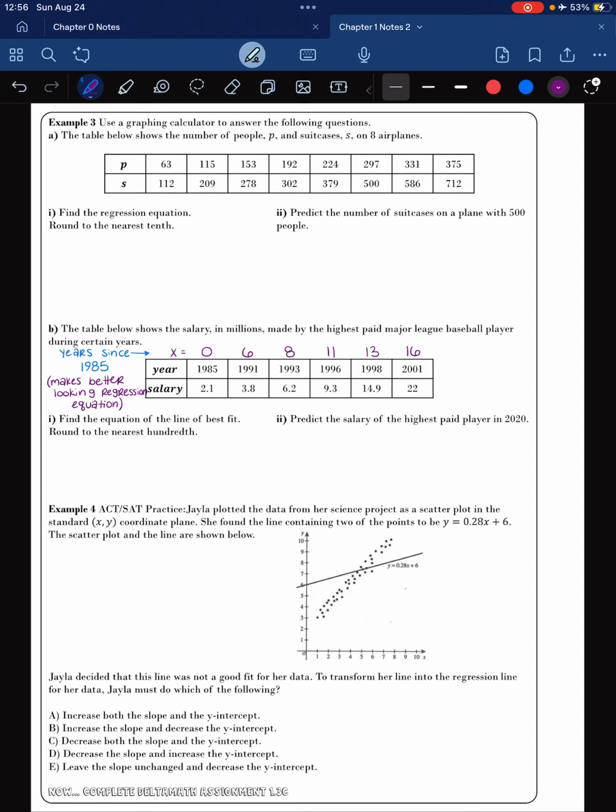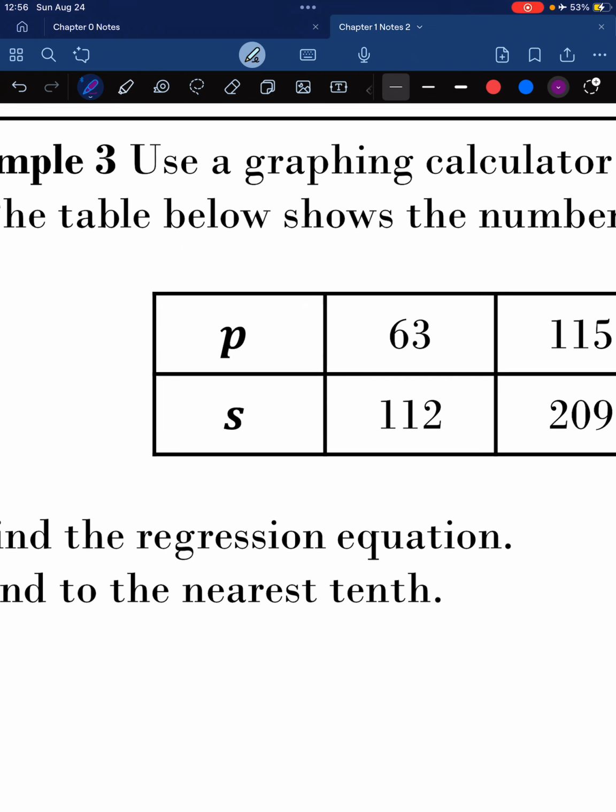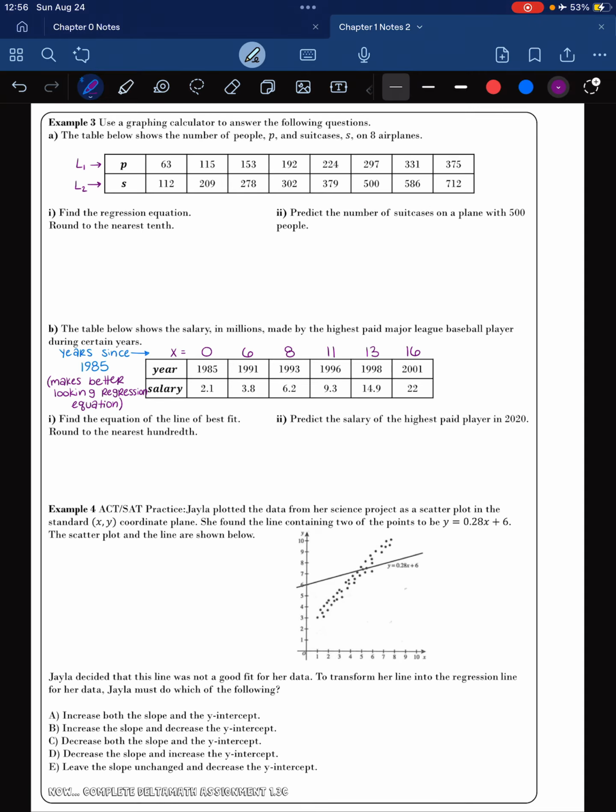Okay, so use a graphing calculator to answer the following questions. The table shows the number of people P and suitcases S on 8 different airplanes. Okay, so P is going to be my L1 list, S is going to be my L2 list. Go ahead and go in your calculator and enter this data in.